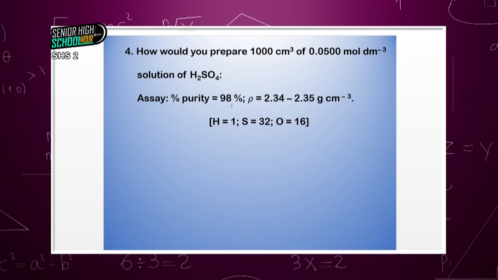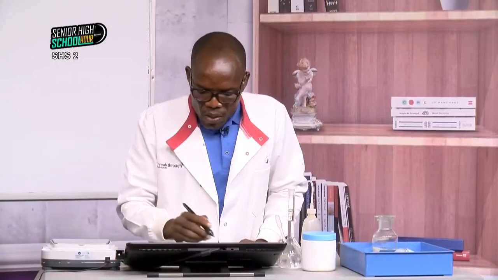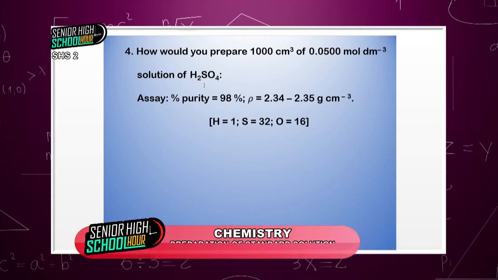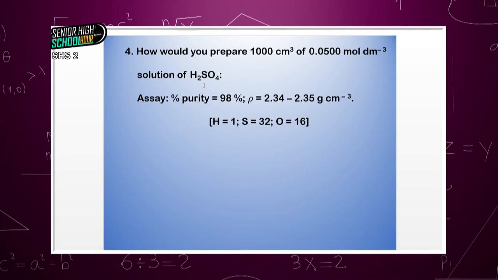I say, percentage purity is given, density is given. So can we do something? Yes, very, very simple. It's just like the one we saw a while ago. So let's do that, right? Yes. Okay. So here we are going to prepare a standard solution of H2SO4. So we have to calculate the concentration first, before we can find the volume that we are going to dilute in a volumetric flask, as we saw a while ago. So what do I do? Density is given, and that is where I need to start.